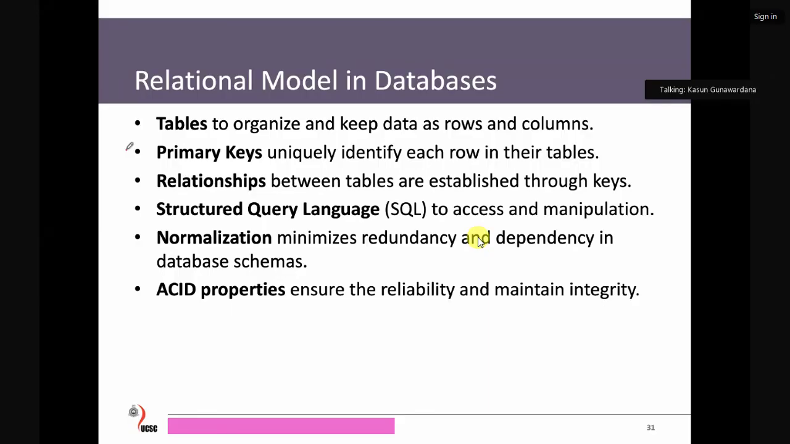Normalization in the relational model: it supports normalization, a process used to minimize redundancy and dependency in database schemas. Normalization involves breaking down large tables into smaller, more manageable ones, and it ensures that data is stored in a way that reduces anomalies and inconsistencies.